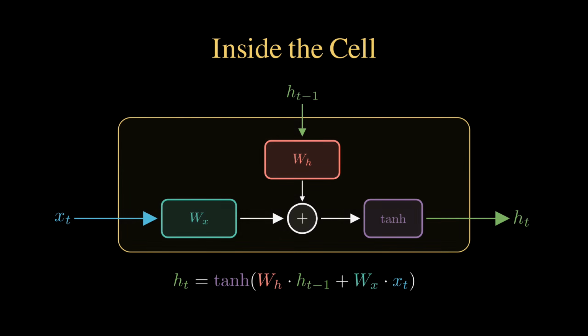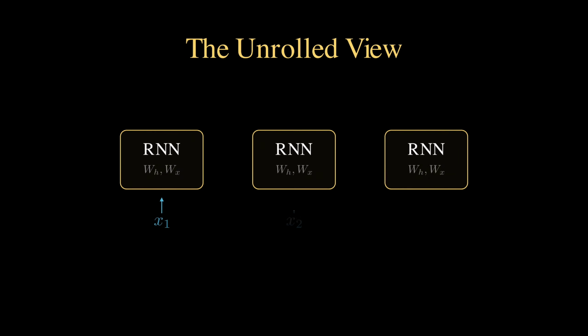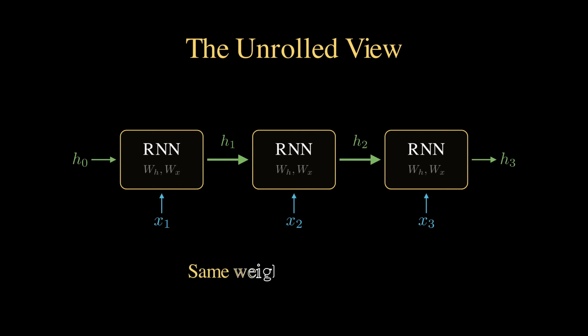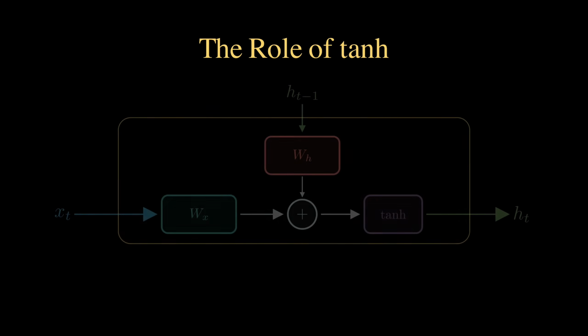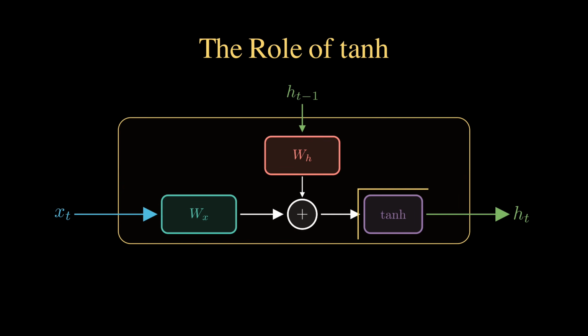And now, if you unroll the recurrence across time, you get a chain of identical cells. Each one receives a different input, but they all share the same weights, the same parameters reused at every time step. Now, there's one piece we haven't really examined yet, that tanh function sitting inside the cell.